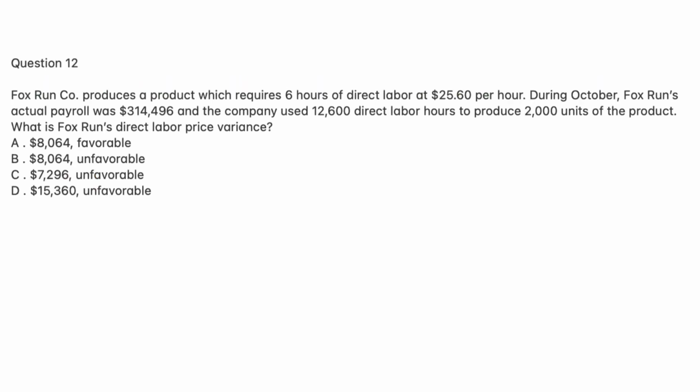Question 12. Fox Run Company produces a product which requires 6 hours of direct labor at $25.60 per hour. During October, Fox Run's actual payroll was $314,496 and the company used 12,600 direct labor hours to produce 2,000 units of the product. What is Fox Run's direct labor price variance?